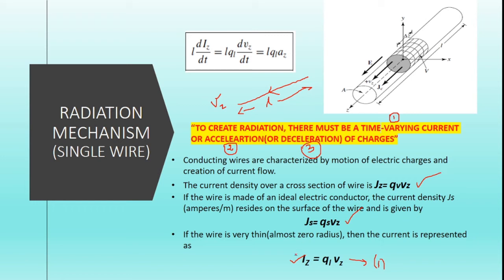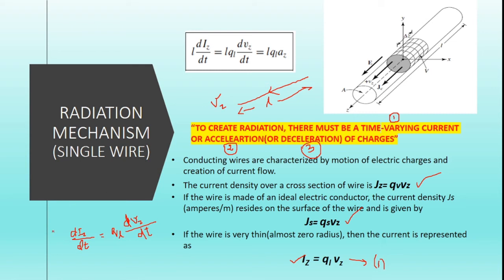Therefore, we are going to differentiate this with respect to time, because what we require is a time varying current. So if I differentiate with respect to time, what happens? We get the variation of current, so it is diz with respect to time, dt. That will be equal to QL, the charge through the length of the wire, and the velocity is going to vary because velocity keeps changing, so it is dvz divided by dt. So we are differentiating this equation with respect to time, and we have arrived at this particular equation.